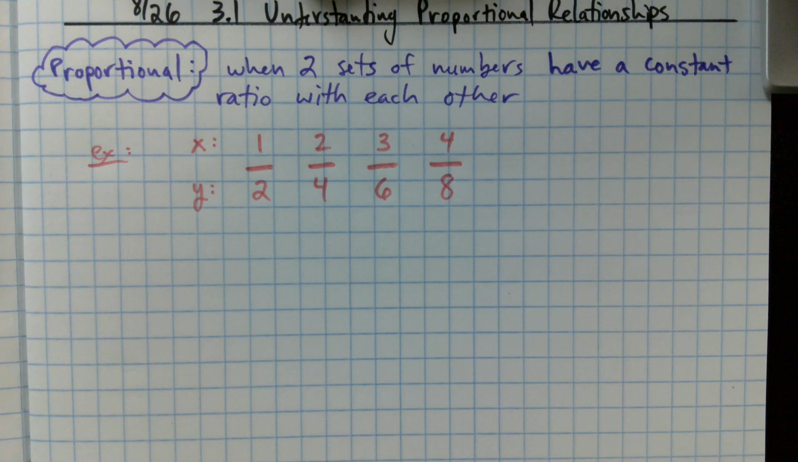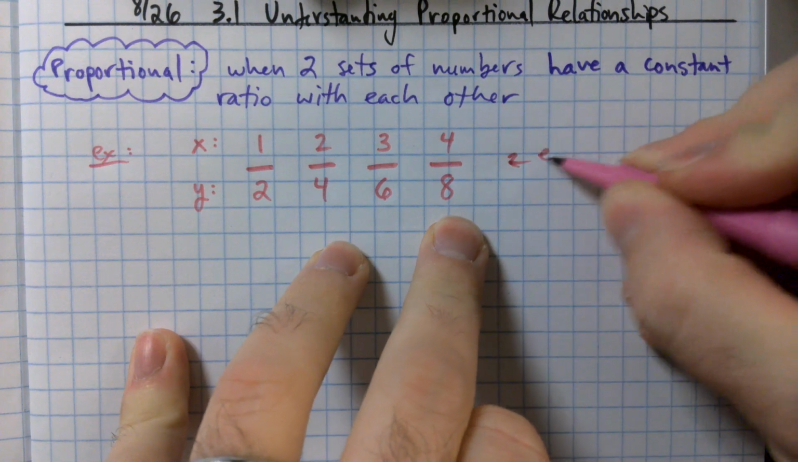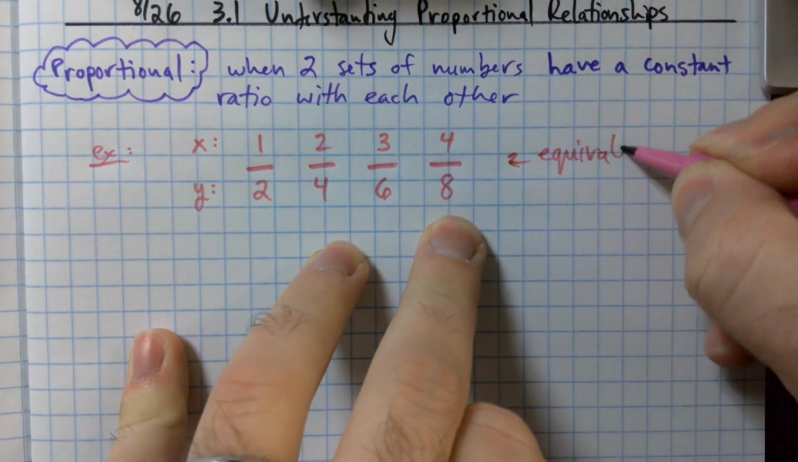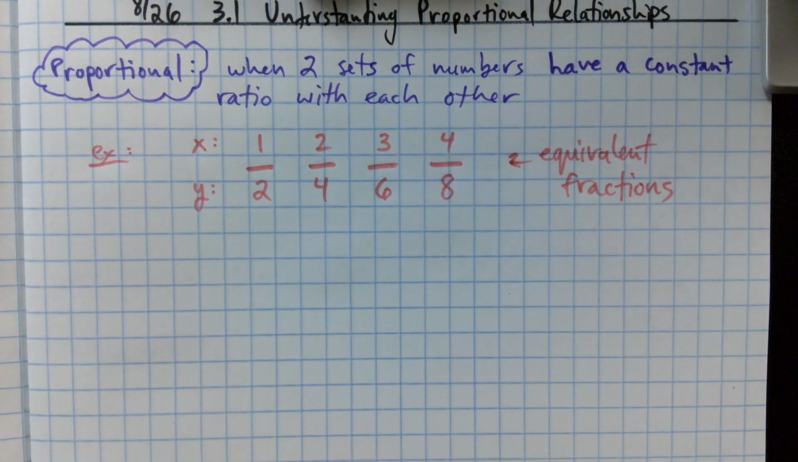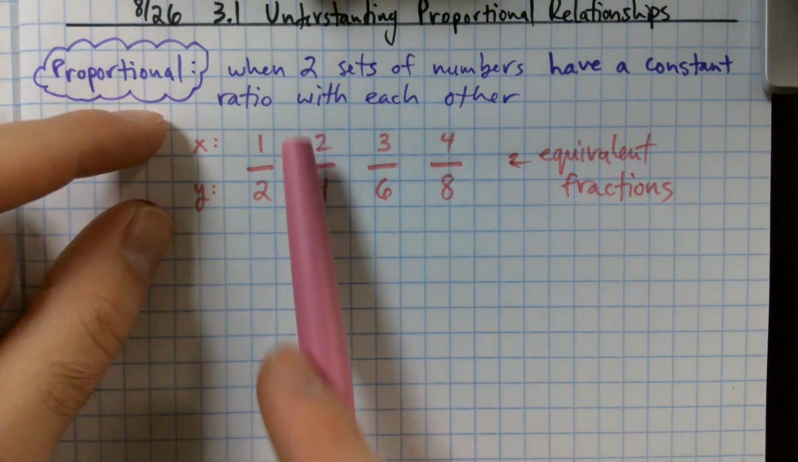If I cut a pizza into 2 slices and eat 1 of them, I ate half the pizza. If I cut it into 8 slices and eat 4 of them, I still ate half of the pizza, right? I ate more slices, but they're all smaller slices. You know what I mean? So these are what we call equivalent fractions. Everybody go ahead and write that off to the side. Equivalent fractions. So we have two sets of numbers, x's and y's.